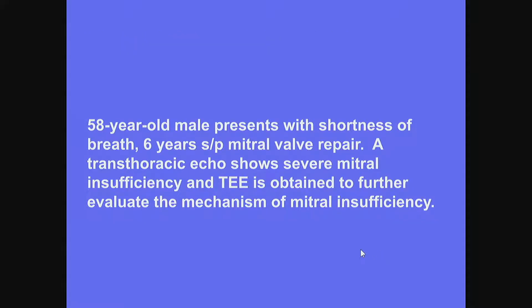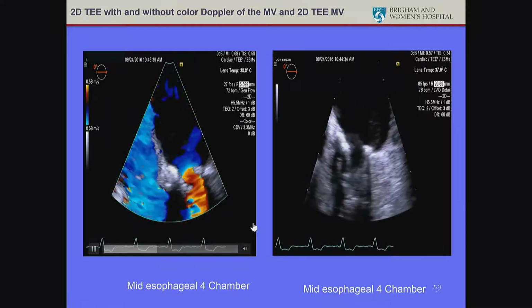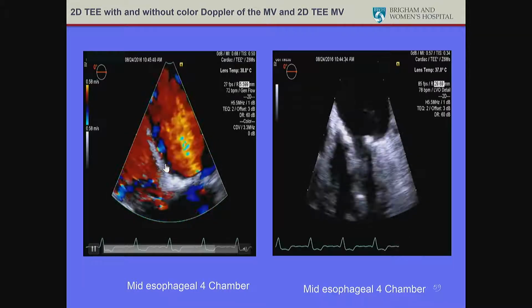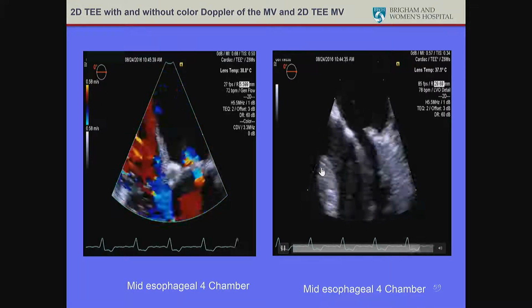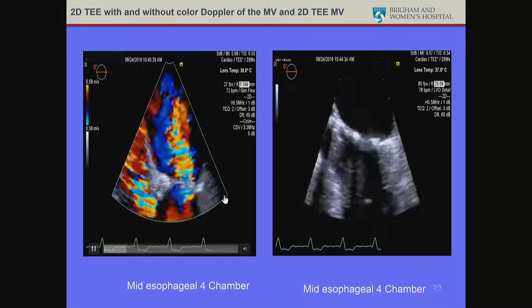This next patient is a 58-year-old male who presents with shortness of breath and is 6 years status post mitral valve repair. A transthoracic echo shows severe mitral insufficiency, and TEE is obtained to further evaluate the mechanism of mitral insufficiency. This slide demonstrates a 2D TEE with and without color Doppler of the mitral valve from the mid-esophageal 4-chamber view.